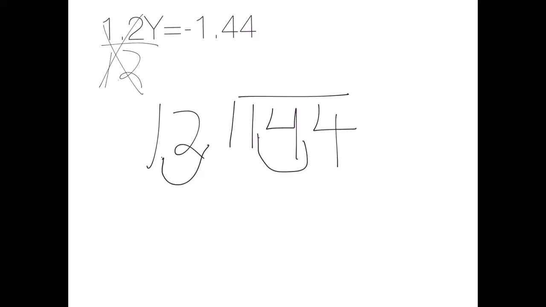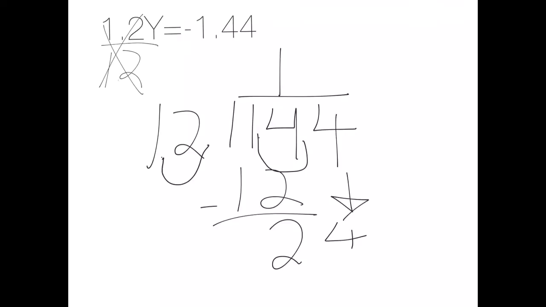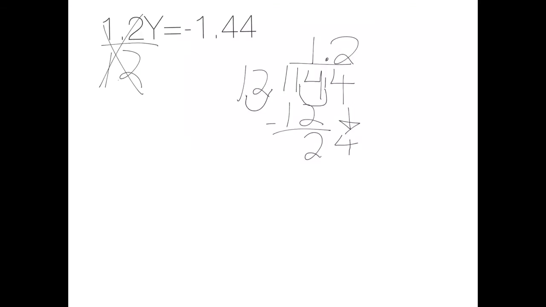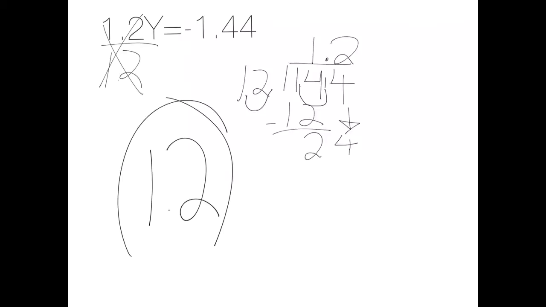So, 12 can go into 14 once. 1 times 12 is 12. Subtracting 2 and bring down your 4. 12 can go into 24 twice. We must remember to bring up your decimal. 12 can go into 12 once. And now, 1.2 is our answer.